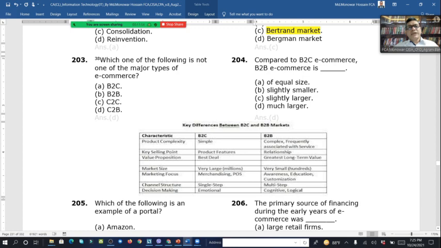Here basically the major types of e-commerce are business to consumer, business to business, and sometimes consumer to consumer. Which one of the following is not one of the major types of e-commerce? Consumer to business is not a major type, it is another type, where the consumer sells to the business. So here consumer to business is not a major type of e-commerce.